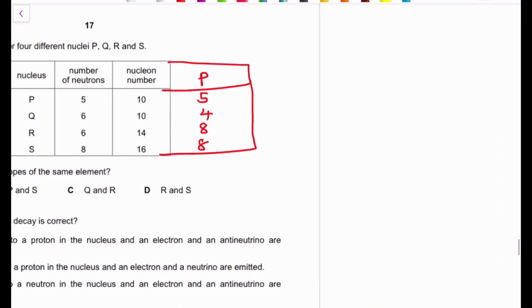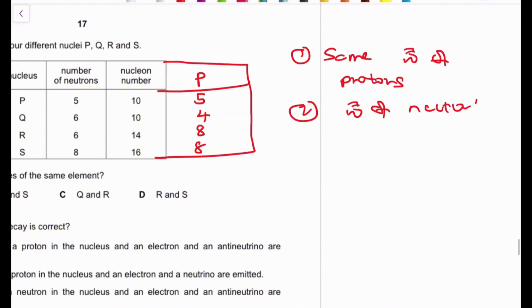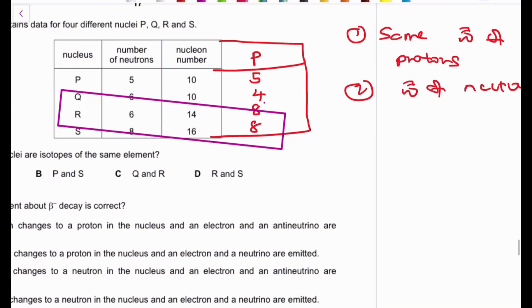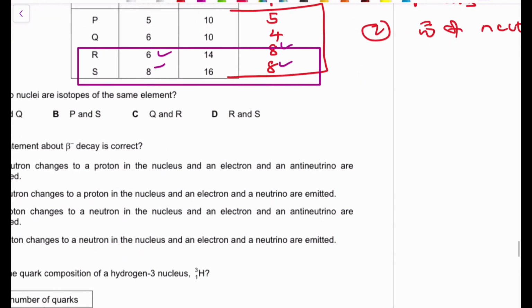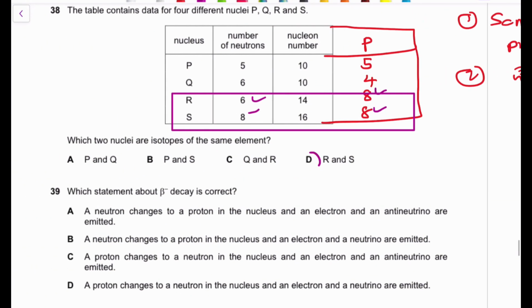Well, isotopes basically have the same number of protons, but what's different? The number of neutrons is the one that's different, right? So basically, look at R and S. Same number of protons, 8 and 8, different number of neutrons, 6 and 8, right? So R and S have to be isotopes, because they have the same number of protons, 8 and 8, and different numbers of neutrons, 6 and 8. So it's R and S.